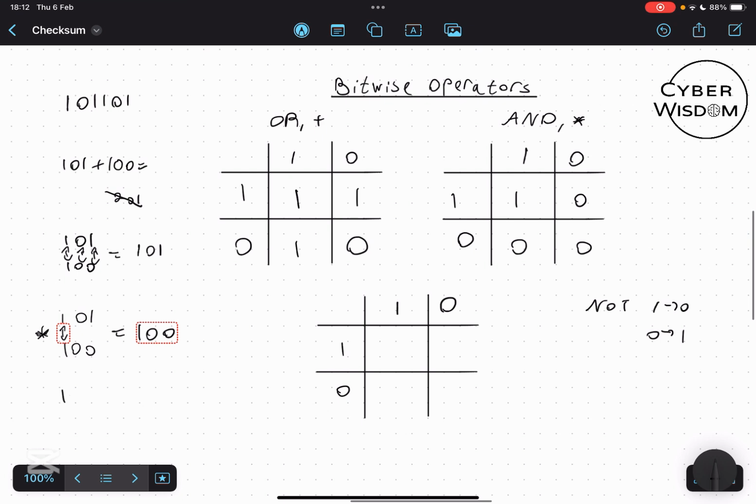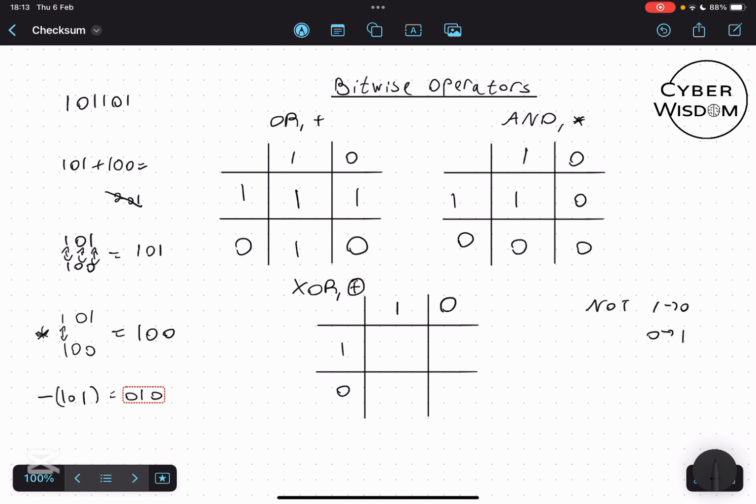So if you take a look at 1, 0, 1, we do it like a NOT, we get 0, 1, 0. And the fourth one is XOR. XOR is a bit more complicated. It also looks like this.